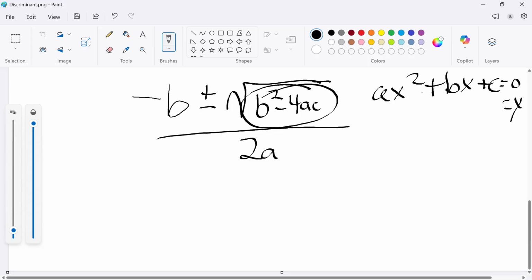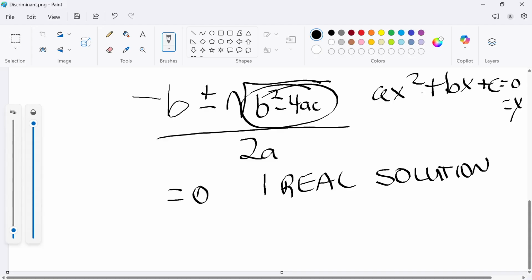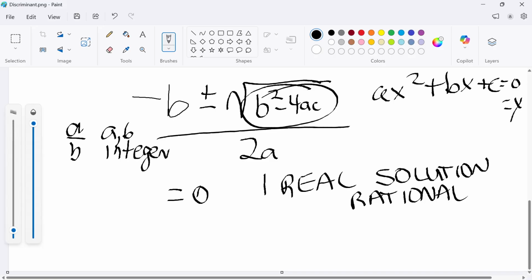If the discriminant is equal to 0, then there is one real solution. And it is rational. That's another piece you can know. A rational is a fraction that can be expressed as one integer divided by another, where a and b are integers. So if b squared minus 4ac is 0, one real solution, and it's rational.